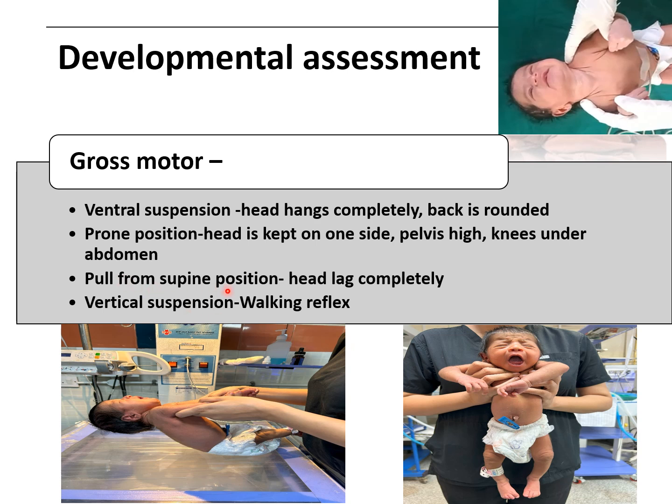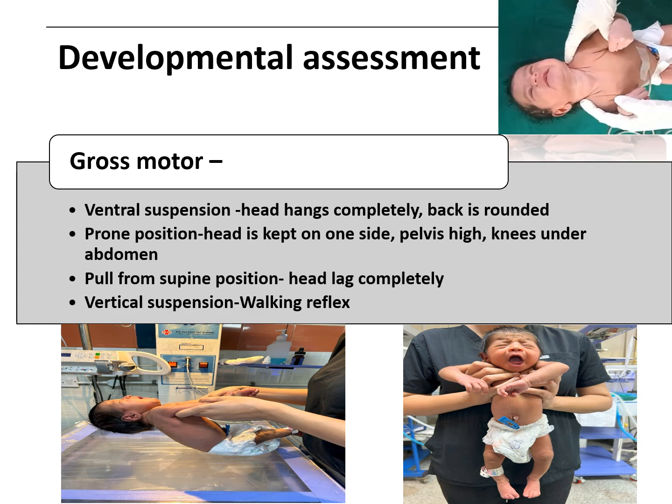Now in the pull from supine position, here in this image you can see head is laid completely between 0 to 2 weeks. After 2 weeks, baby will slightly lift the head for a moment. And this is vertical suspension. We have to hold the baby vertically under the arms, and baby will show the walking reflex also when feet will touch the couch.